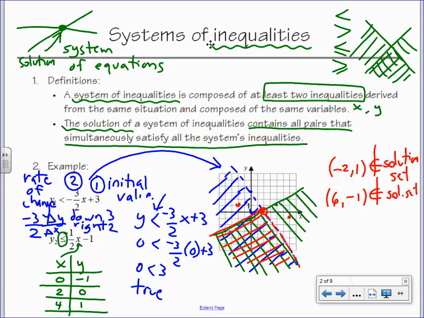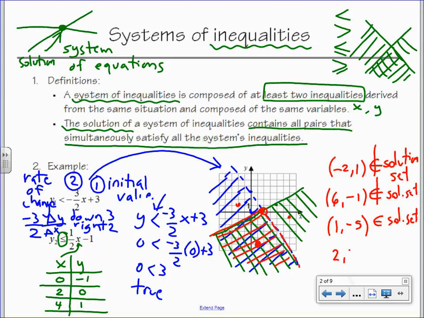If I ask you to check 1, negative 5. Go check 1, negative 5. 2, 3, 4, 5. It's down here. Yes, that one belongs to the solution set. If you're not sure, you can always plug it into your two equations.